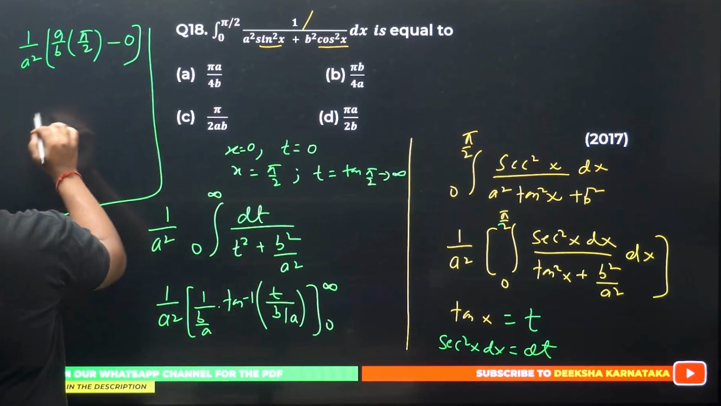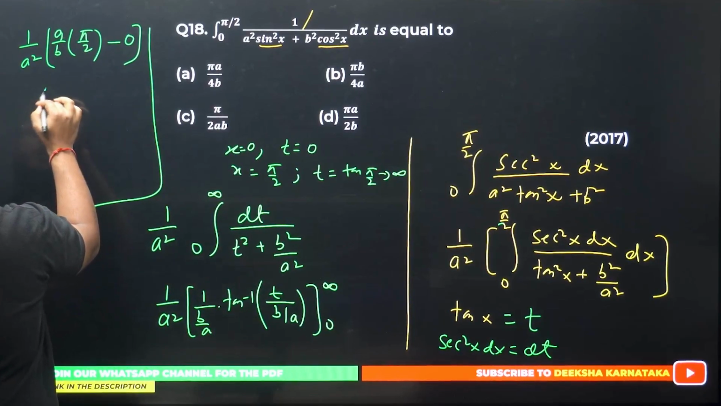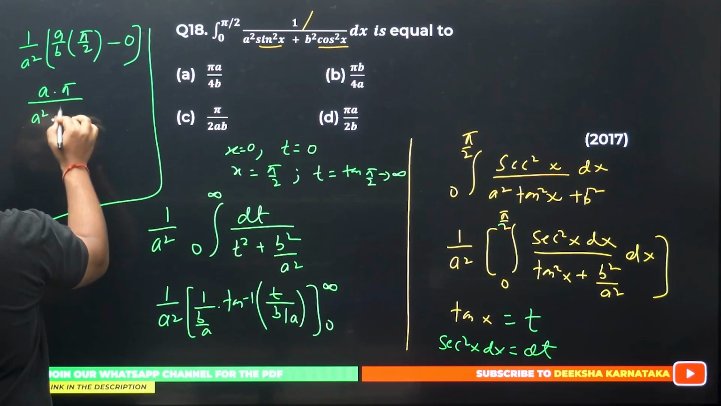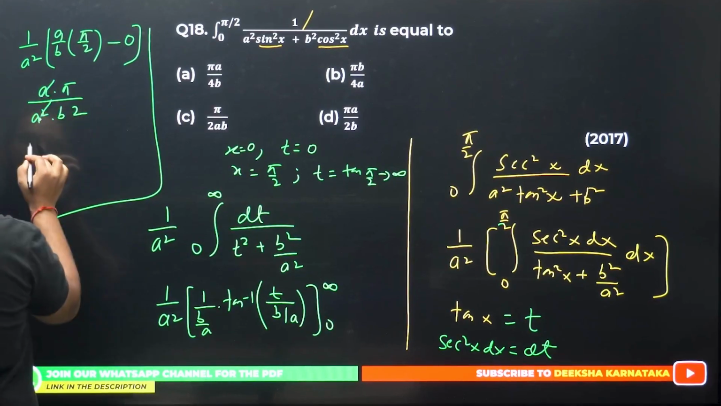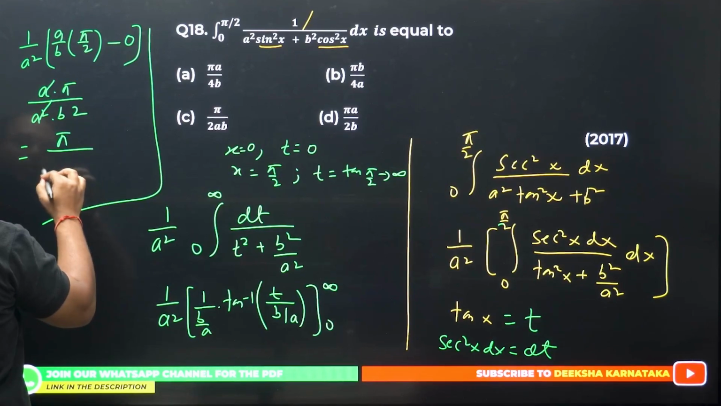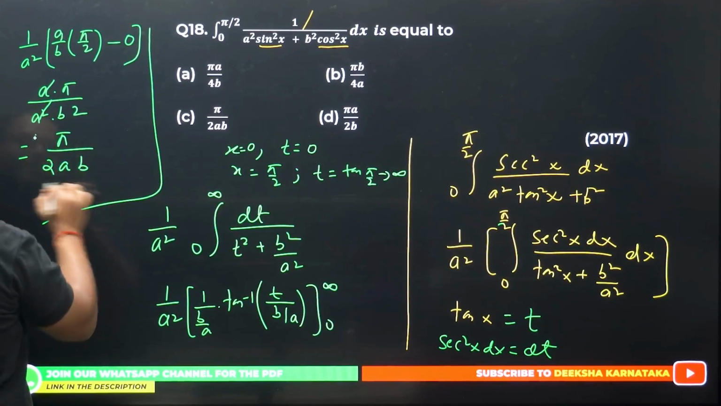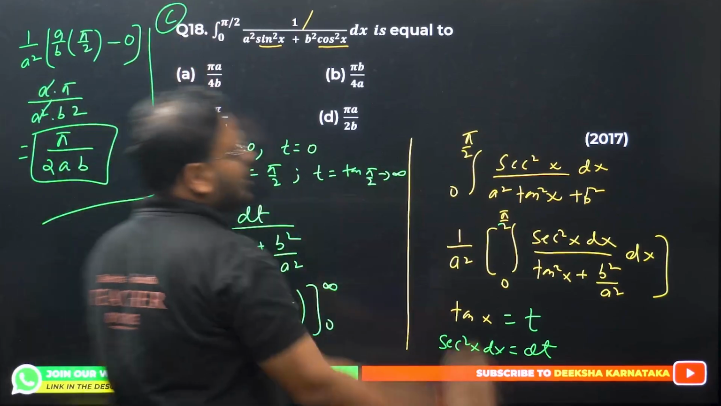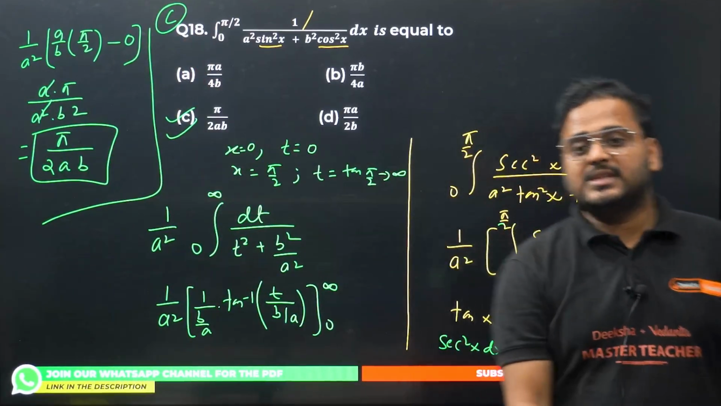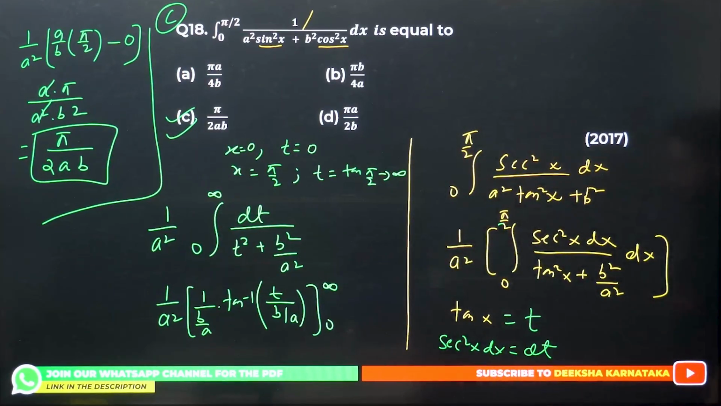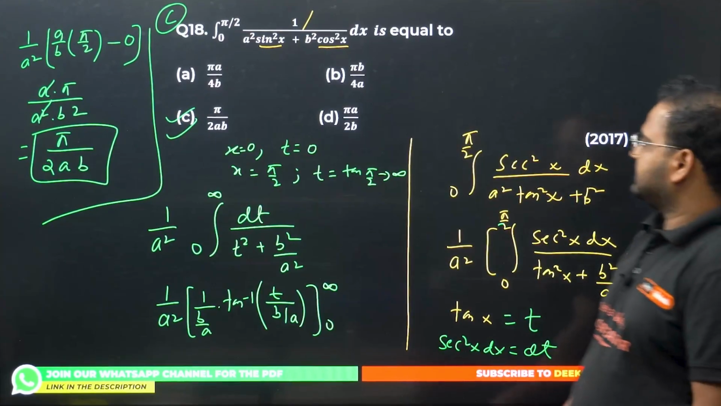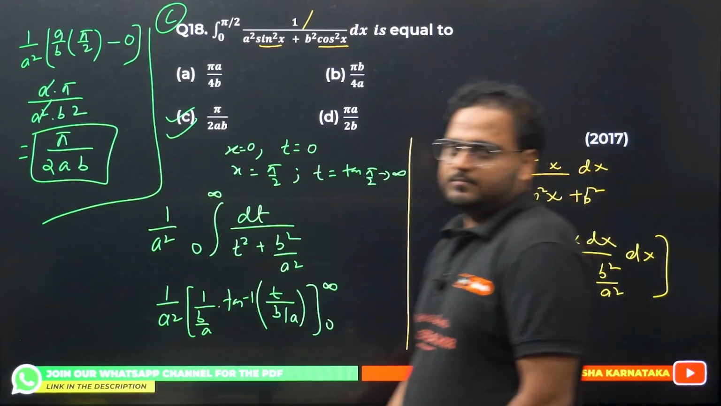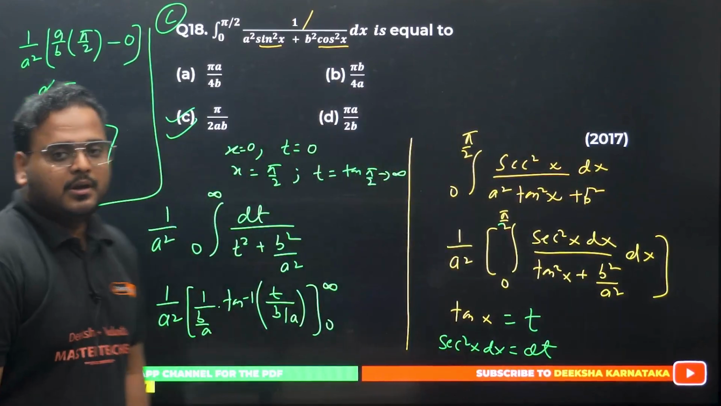Okay, so what I'm getting? This as a times of pi, and we have a square b, 2. Cancelled. I have pi by 2. One of a is left, b. Pi by 2ab. Option C is correct. Please check. Beautiful question. Yes. Done. So this problem will take you 1 minute to solve. No problem. 18th is over.